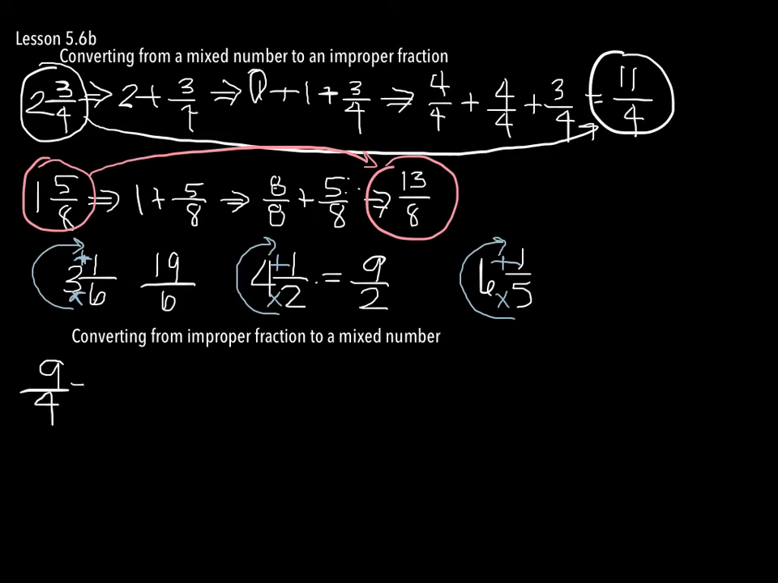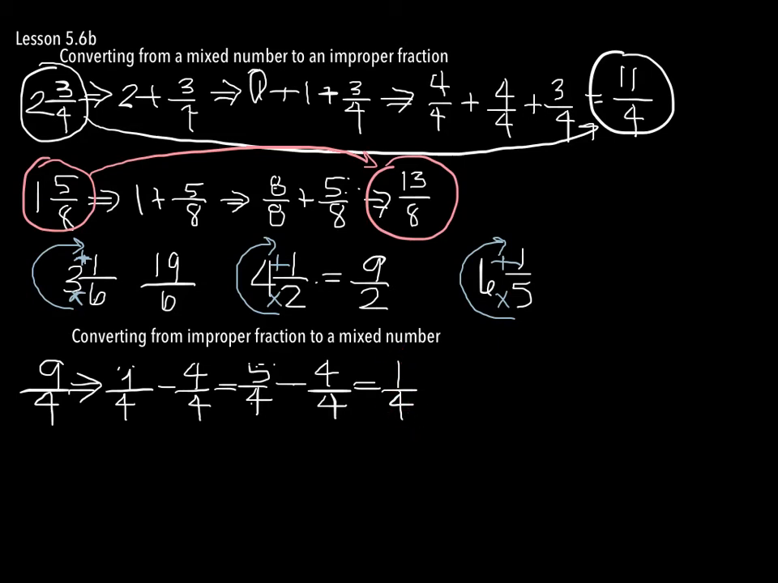Now, to do this, first thing we're going to do is take our 9/4 and subtract 4/4. And we're going to get 5/4. From 5/4, we still see that our numerator is larger than our denominator. We're going to subtract another 4/4, and we're going to get 1/4. Now here, our numerator is less than our denominator, so we're okay.